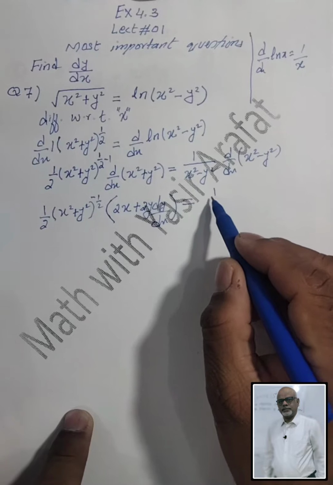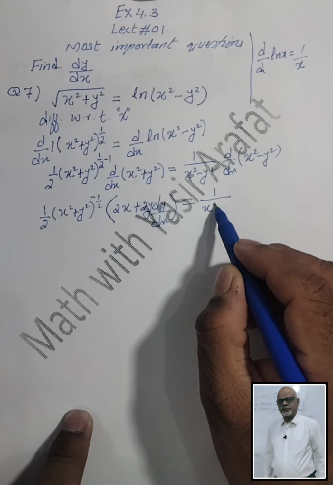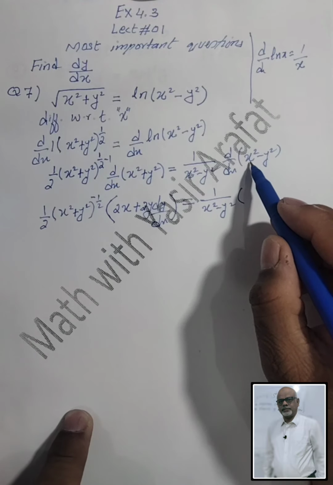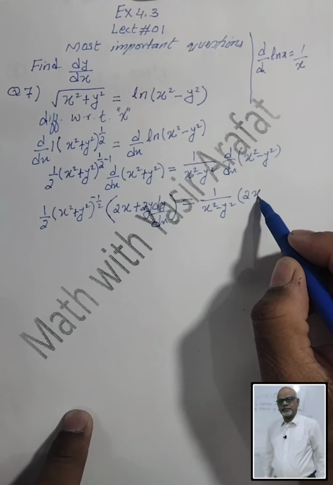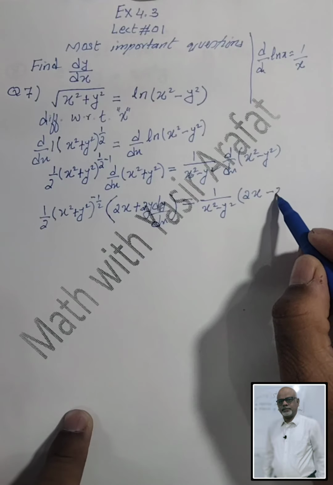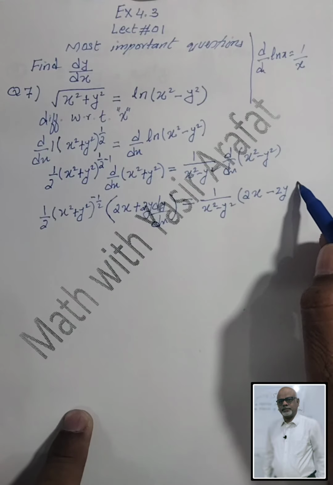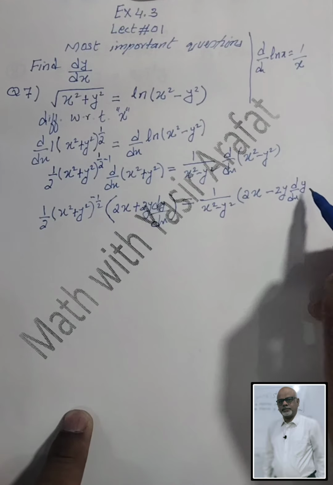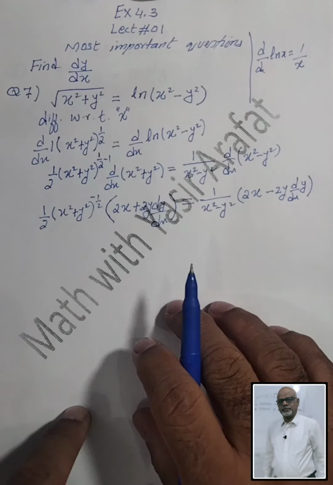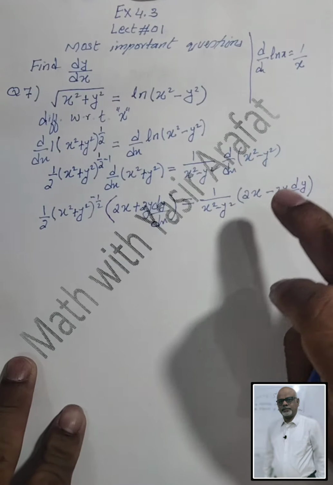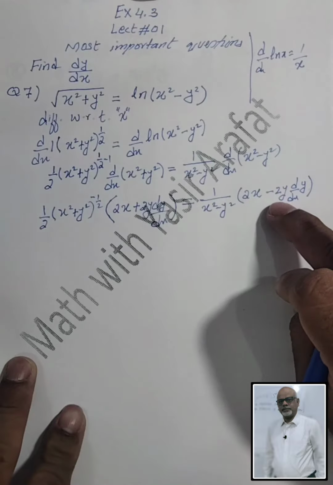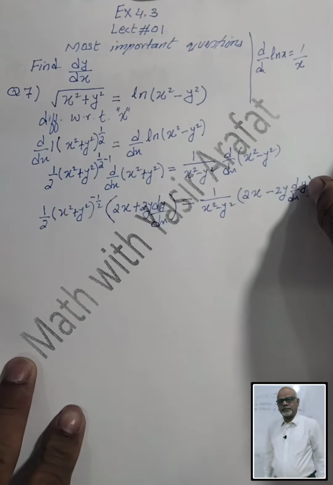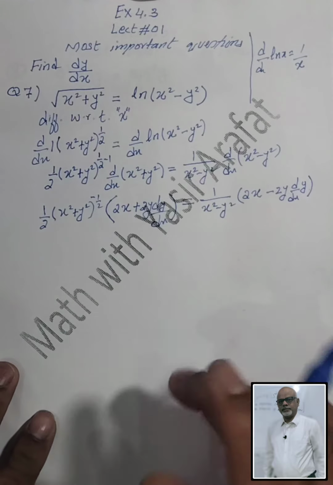So here this is 1 over x square minus y square. Again here the derivative of x square is 2x, the derivative of y square is 2y, and the derivative of y will be dy upon dx. So here the derivative of x square is 2x, minus remains the same. The derivative of y square will be 2y, and the derivative of y will be equal to dy upon dx.